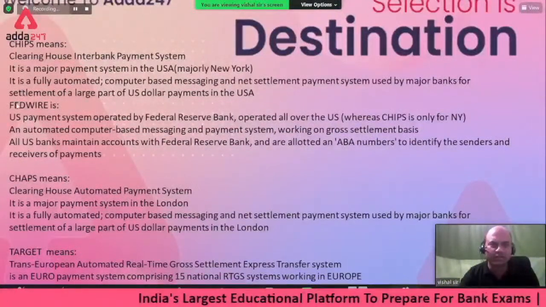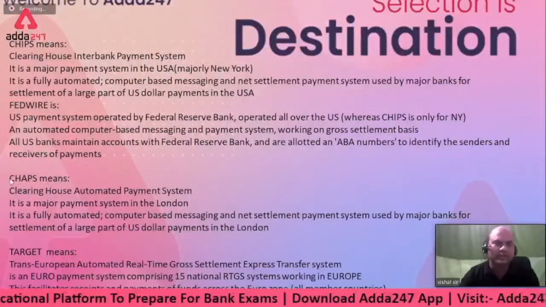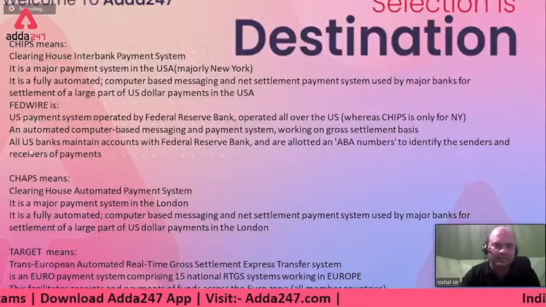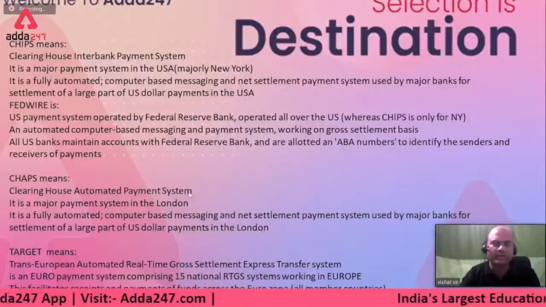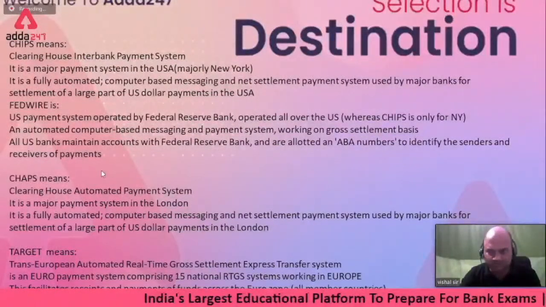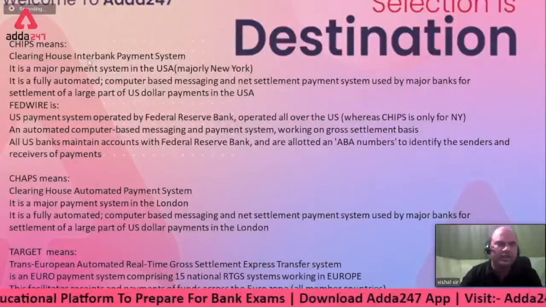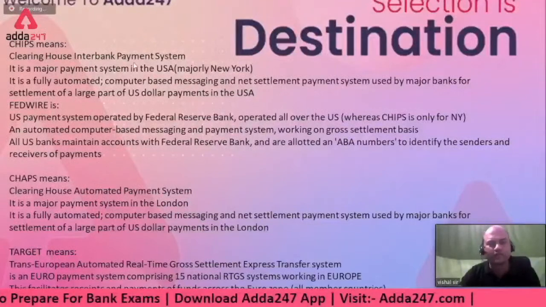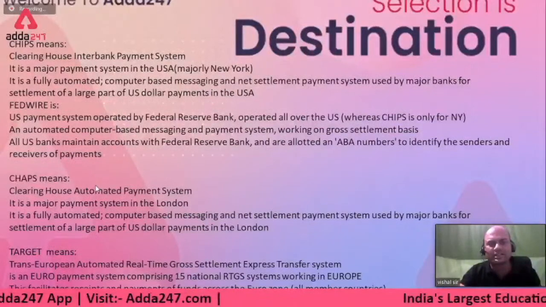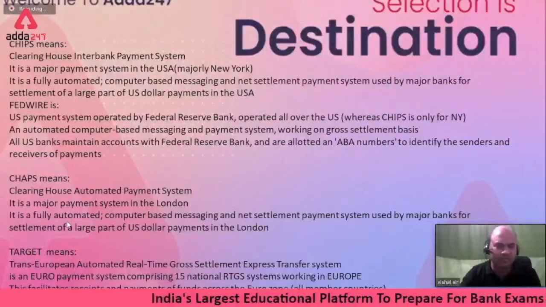Now, CHIPS and Fedwire are US, New York, and all over US. CHAPS is for London. Clearing House. See the same definition. Clearing House Automated Payment System, and here it was Interbank Payment System. So what is the difference? No difference. Both are the same. This is also interbank and this is also automated. So it's just a competition. You have CHIPS, we have CHAPS, like that. And India will say we have RTGS and NEFT. Even we have gone further now from RTGS and NEFT.